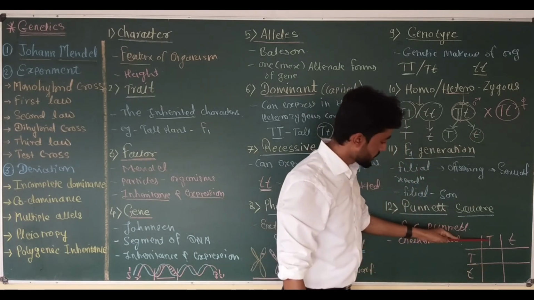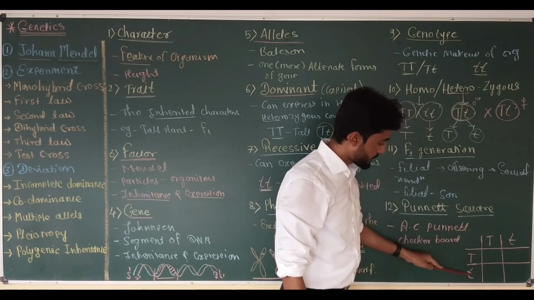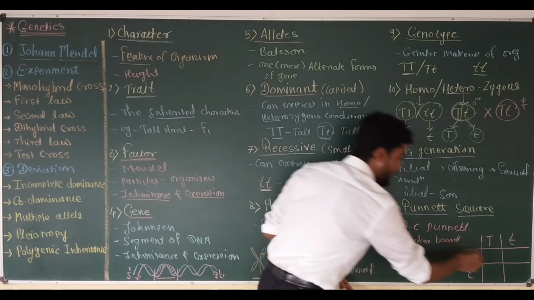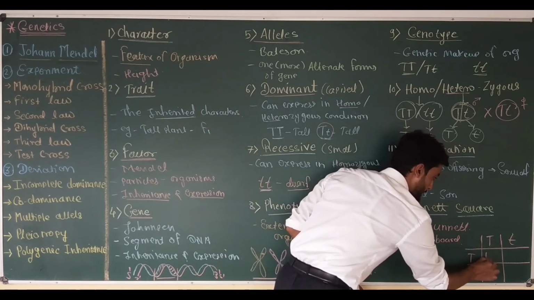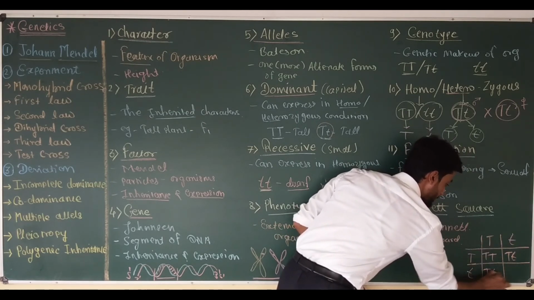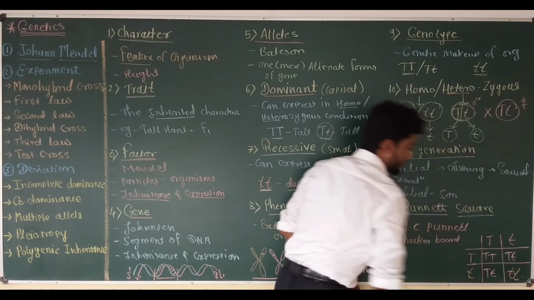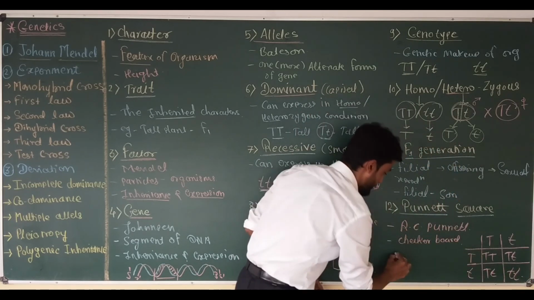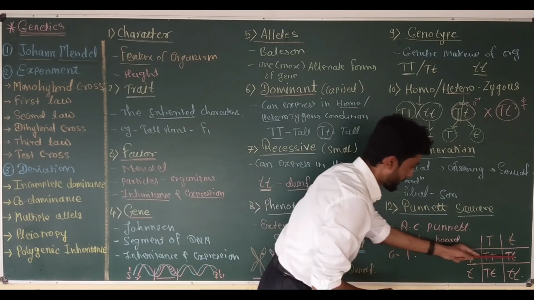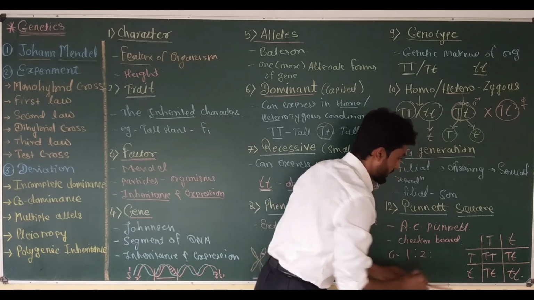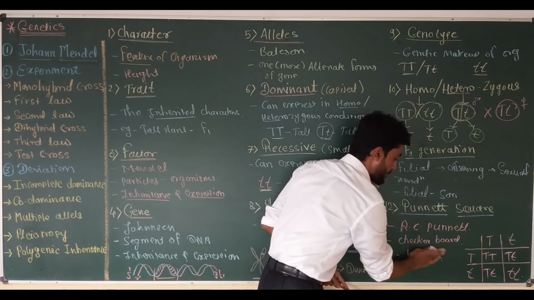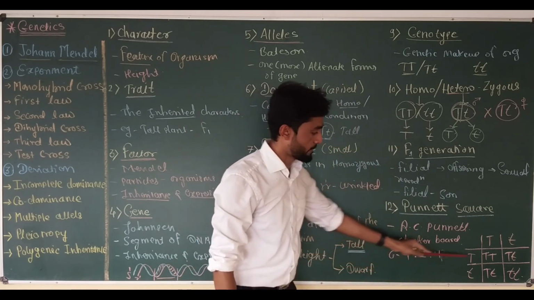So we have to just write the gametes at these positions in the Punnett square, and now we can get all the possible genotypes and phenotypes, like at this point capital T capital T, capital T small t, capital T small t, and small t small t. So we can easily determine the genotype here: capital T capital T 1, then capital T small t 2, and last small t small t 1. So we will get three different types of genotypes in the ratio 1:2:1.